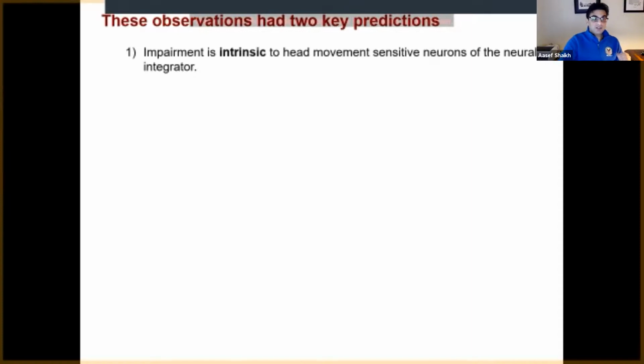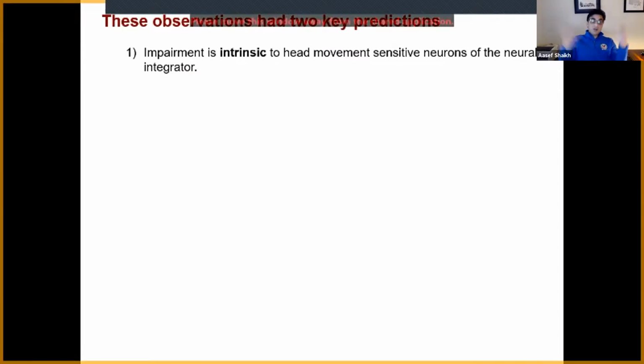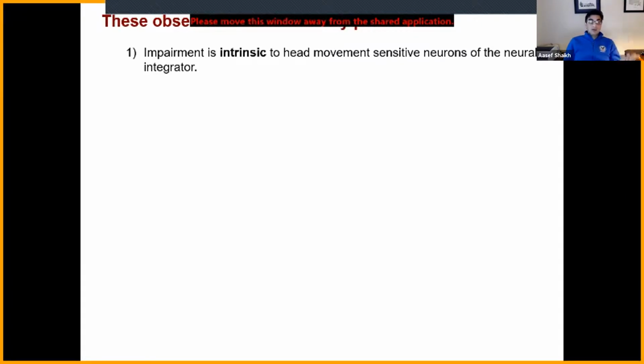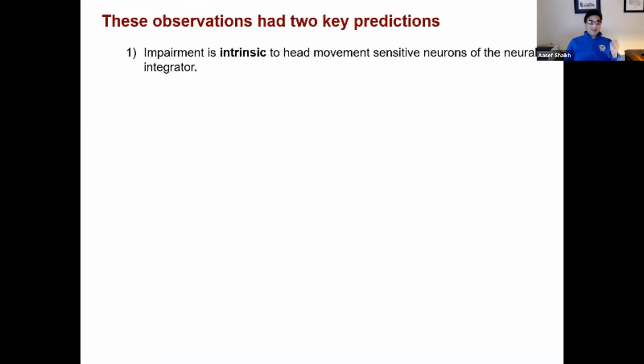So there were two key predictions, right? Now we know that the neurons have signs of leaky neural integration, right? Then the question is: is that really intrinsic to head movement sensitive neurons and nothing to do with the eye movement sensitive neurons? Or in other words, is there a lesion which is cell specific? It only affects the cells which are responsive to the head, and it spares the eye sensitive neurons. Or is there something wrong with the feedback, because feedback sources for the eyes and head are completely independent, right? So is it something to do with the feedback? That's the second question that we ask.